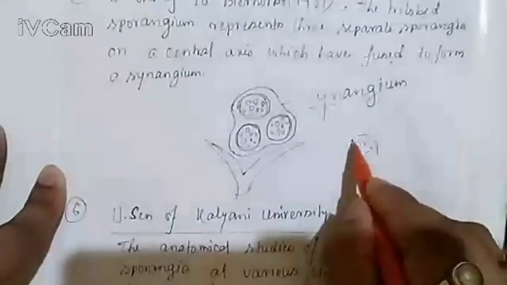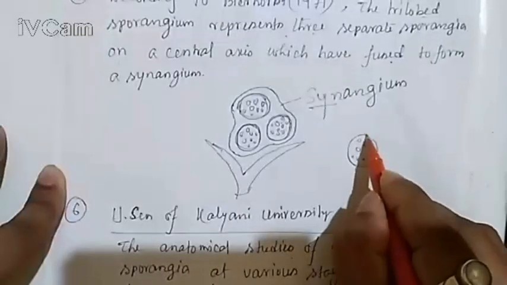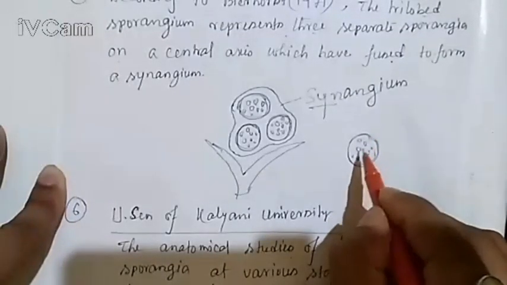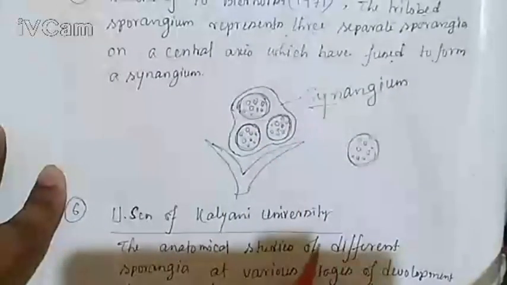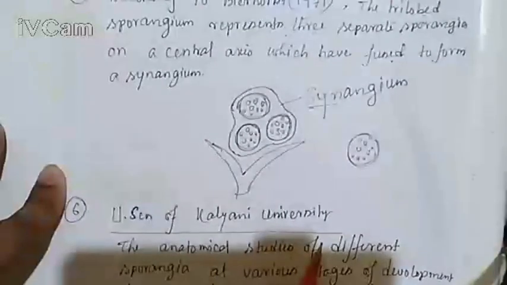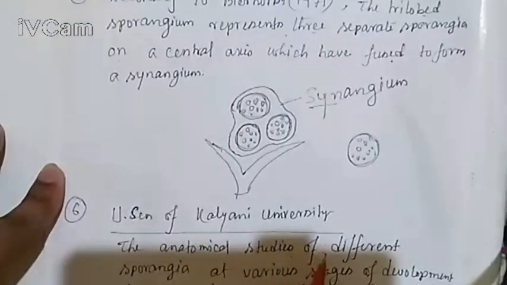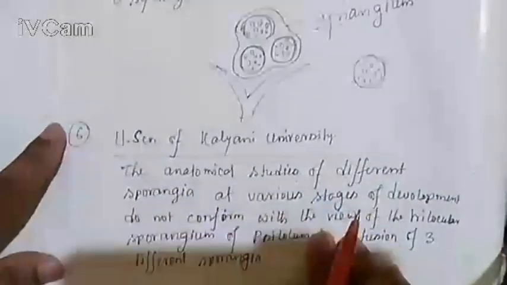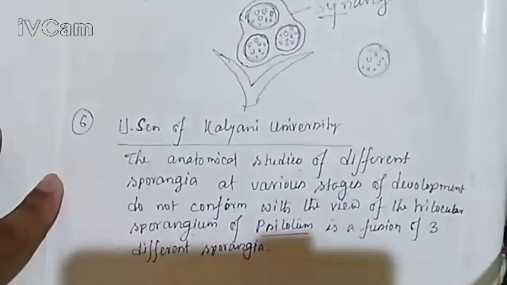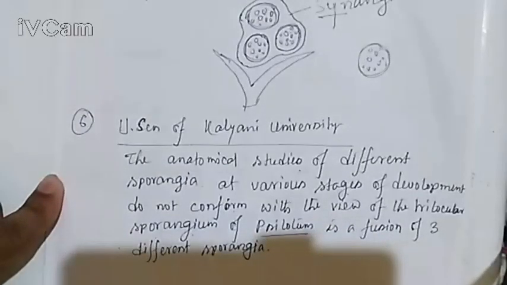So which one is correct? According to the definition of sporangium, this is correct, but this is not correct. Anatomically, three separate sporangia are present in a single structure. So that is the anomalous structure. So due to the anomalous nature, we cannot say the actual answer. You can write it by different authors. So you can complete this question by this opinion. I hope you understand these topics. If you have any question, you can tell me.